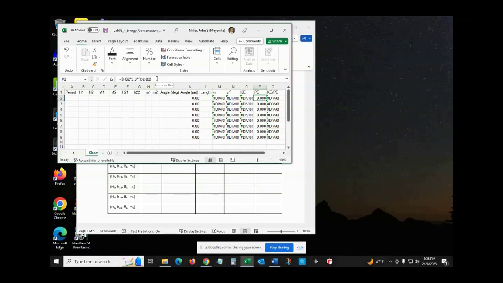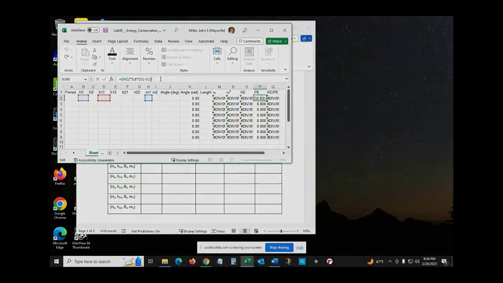The potential energy is equal to the product of the mass, acceleration due to gravity, and the difference between your capital H and your small h values. For example, it is B minus D. So I just took the bigger minus smaller. I did it this way so I did not have to worry about signs. Again, make sure as you're going down this column that you're matching the correct mass to the correct difference in heights.